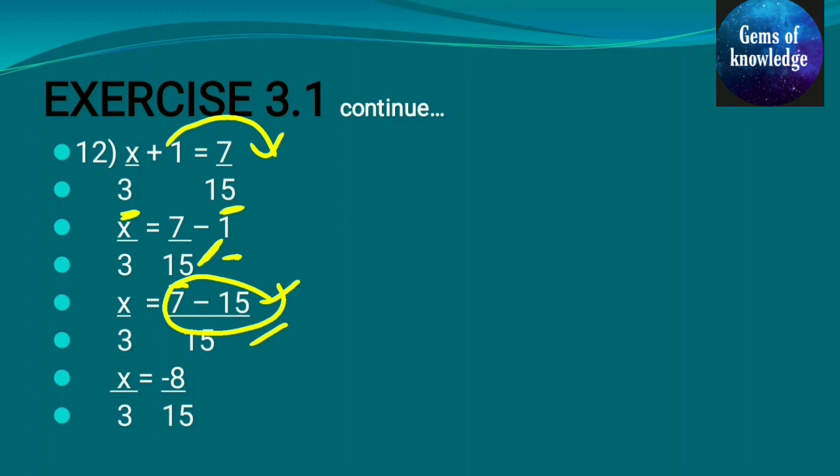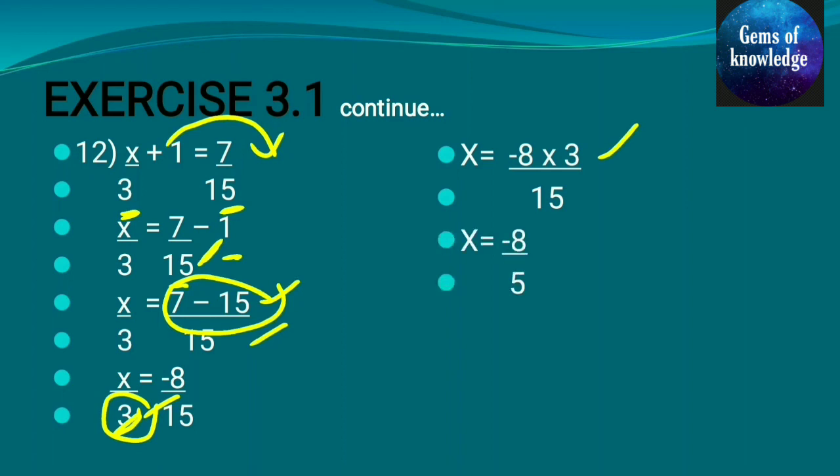In the next case, we have to remove this 3 from this side and move it to the right side. So x is equal to minus 8. When you remove this 3 and bring it to the right side, it is in the division position, so it will become multiplication. So here it is multiplied: minus 8 into 3 divided by 15. Directly you can cancel here, that is 3 1s are 3 and 3 5s are 15. So you are going to get the answer as minus 8 by 5.